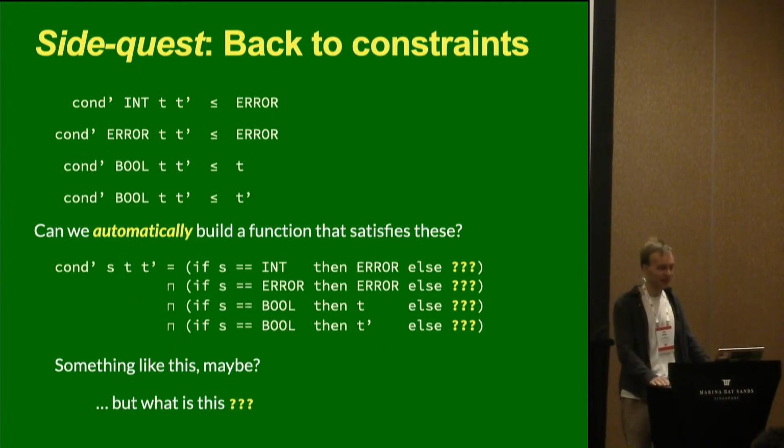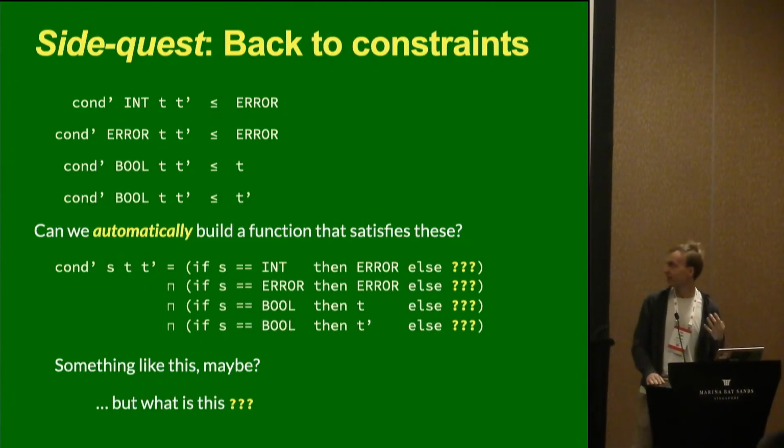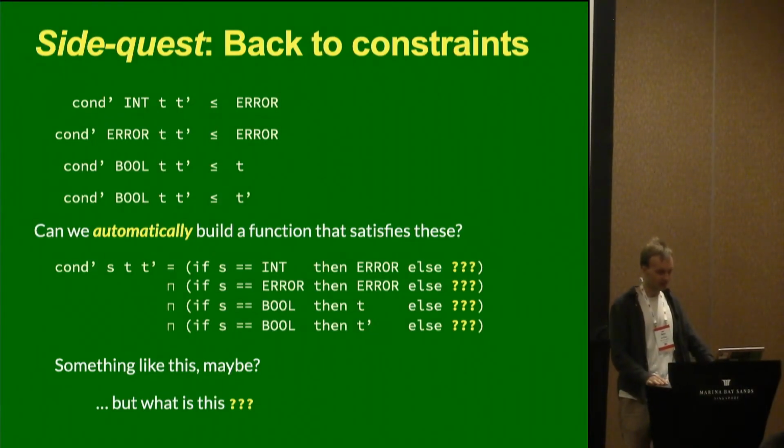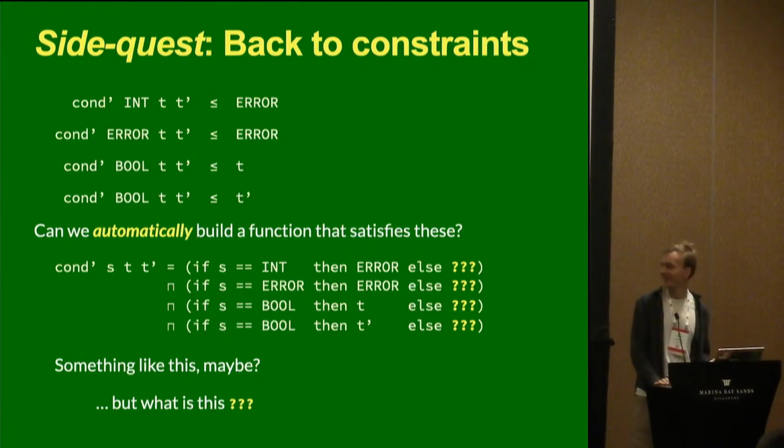It doesn't feel like it should be that hard, right? I just want to say, okay, if the first argument of my conditional is an int, then just give me an error. Otherwise, don't worry about it. Just ignore this clause, ignore this case. It doesn't matter. And equally, if it's an error, give me an error. If it's a Boolean, I want it to give me t and also t prime. But otherwise, ignore it. Don't worry about this case. I'm trying to write this, but I can't quite write it because Haskell doesn't let me. I have to put something where these question marks are.